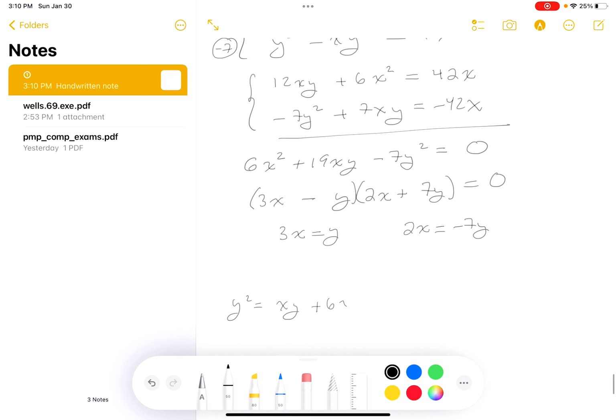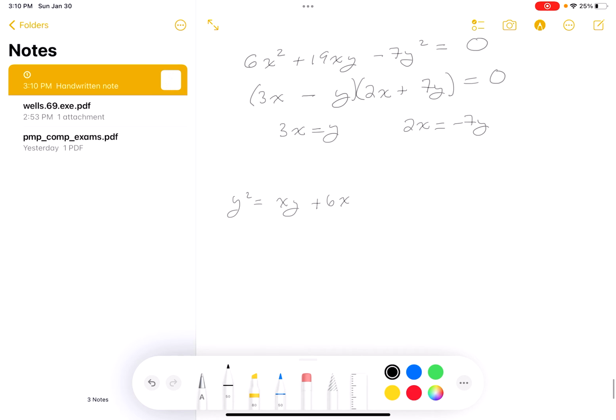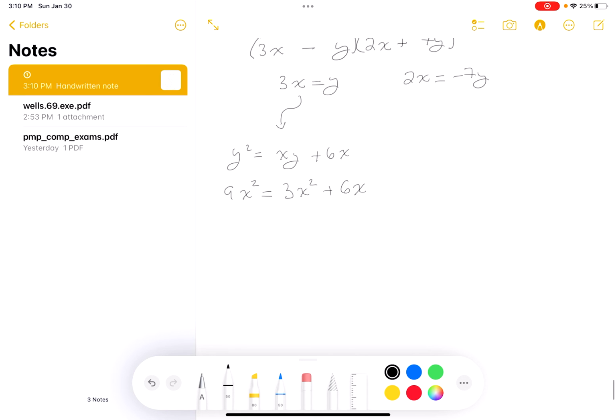And I'm going to pop it in. What would you get? Well, if y is 3x, I'm popping this in here. If y is equal to 3x, I would get 9x squared. What would you get here? If y is 3x, you get 3x squared plus 6x, right? Don't panic yet. And what do you get over here? You get 6x squared equals 6x. Certainly x could be 0 for this equation, right? And what else could x be? x could be 1.